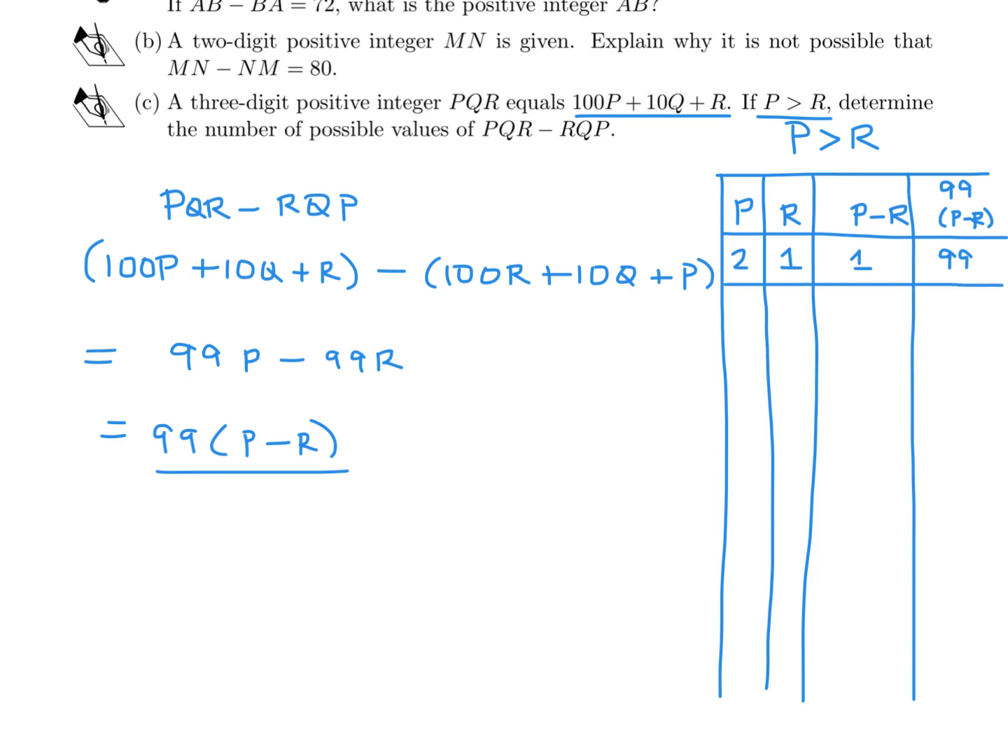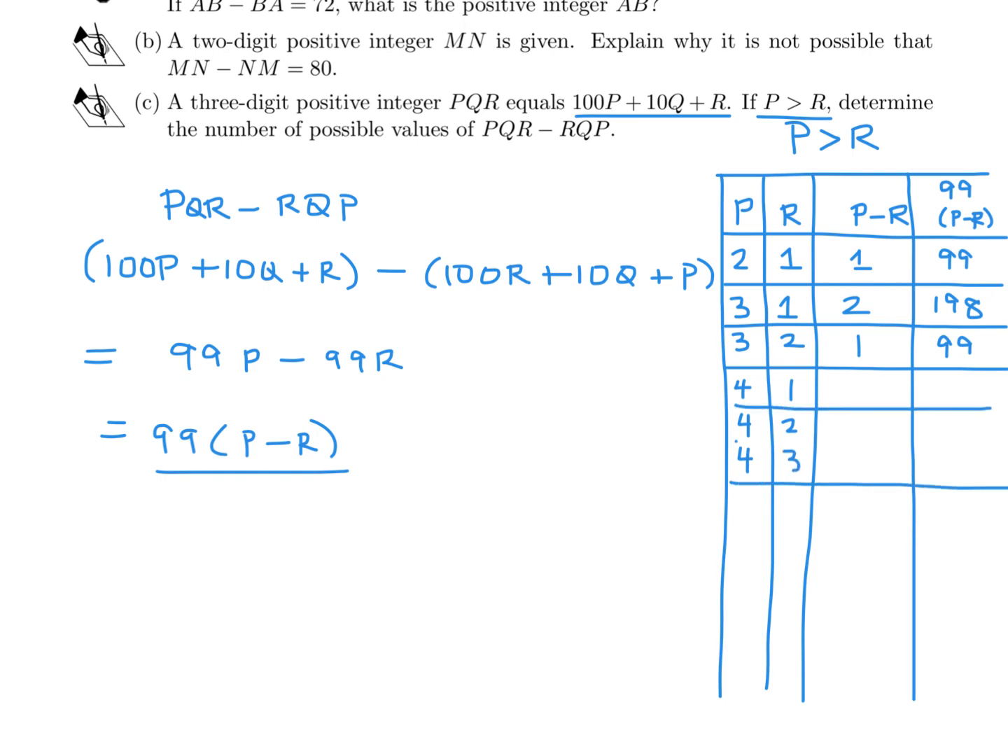So I think I've exhausted the p equals 2. Let's try p equals 3. I can have 1, or I can have 2. So if I have 3 and 1, that's going to be 2. This is going to be 198, and this is going to be 1 and 99 again. Let's try 4. 4, we'll have 4, 1, 4, 2, and 4, 3. All right, so this is going to be 3, 2, and 1. This will be 297, 198, and 99.